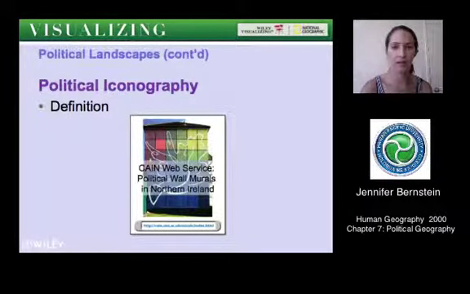And if you want to take a little bit of time to look at more political iconography, you can look at this web link, which looks at political wall murals in Northern Ireland.